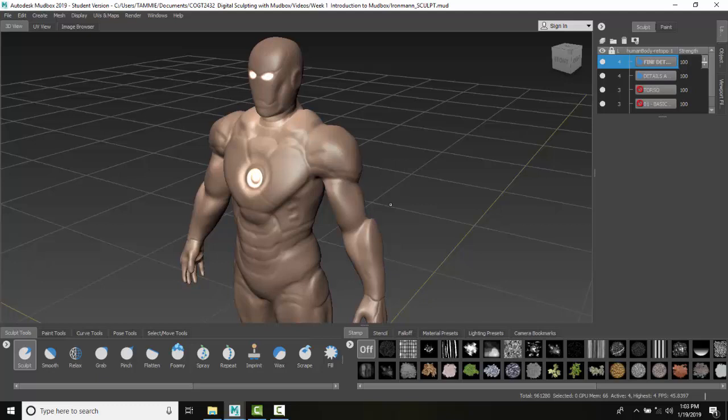So lots of different users make use of Mudbox, Autodesk Mudbox, not only the people in the CGI movie type industry, but a lot of everyday designers and architects use Mudbox as a tool for their 3D sculpting and 3D painting needs.